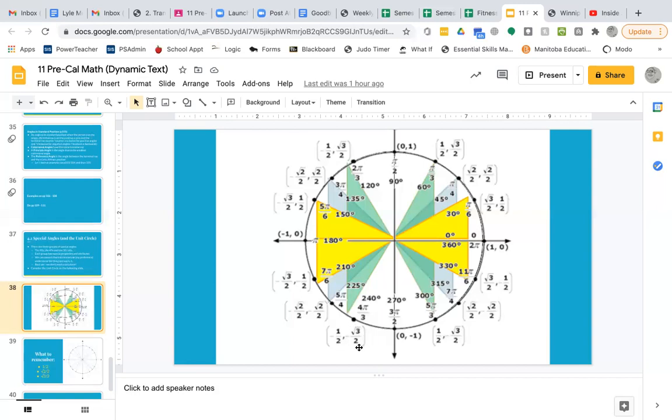-1/2, negative root 3 over 2. Sorry, not 225, this one's 240. 240 degrees, reference angle is 60. It's -1/2, so the X value is -1/2, the Y value, negative root 3 over 2.